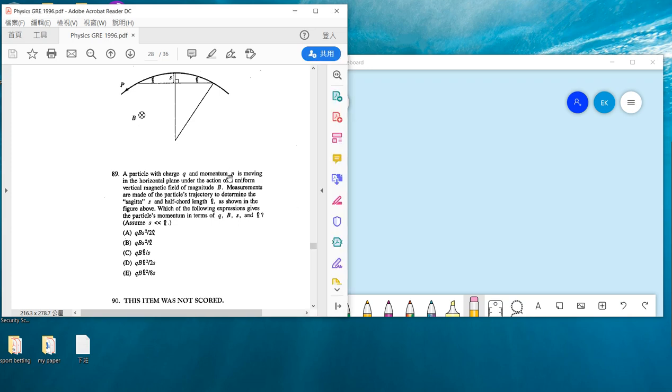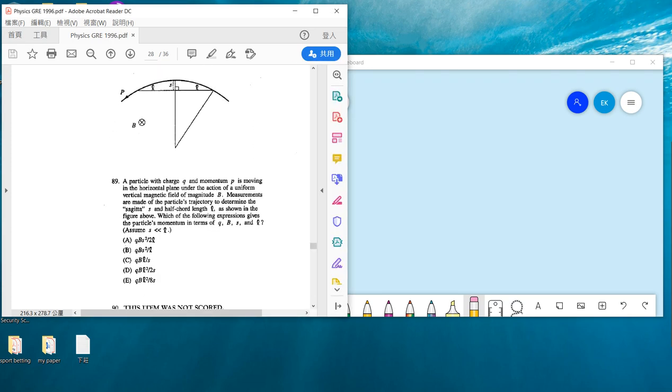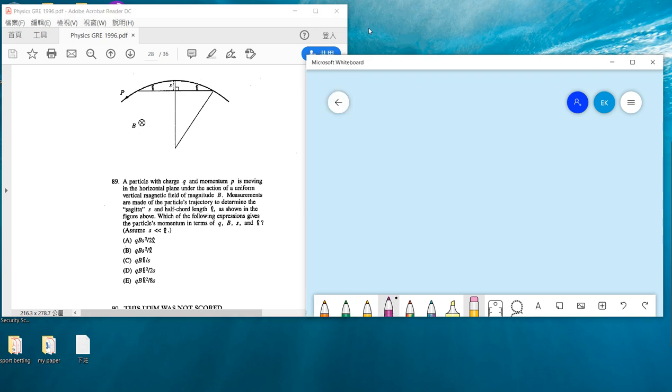So this is Physics Subject GRE question 89. Basically, the charge, moment, and the P are moving in the horizontal, and there's a circular trajectory, but you can see only one portion of the circle. So it asks you which of the following expressions gives the particle momentum.